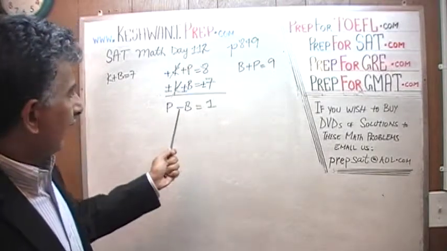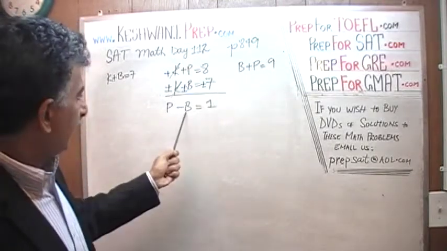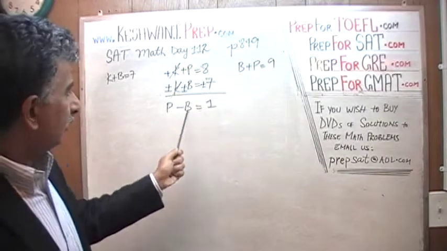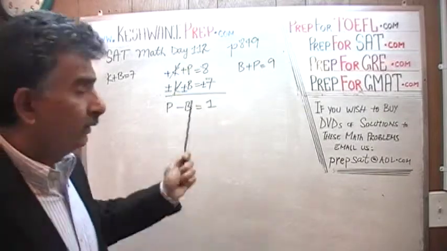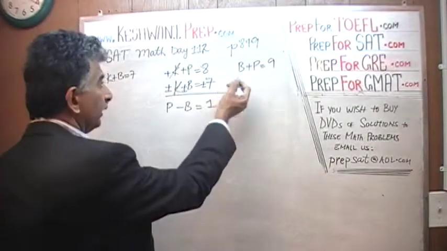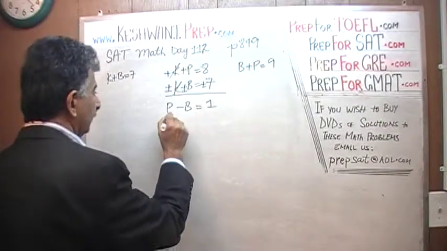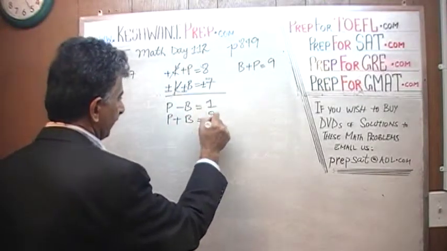Now we can add this equation to that equation, and you can see we have a negative b and a positive b. They're going to drop out if we add the 2 equations, and we'll have our puppy. So let's do that. So b plus p equals 9.